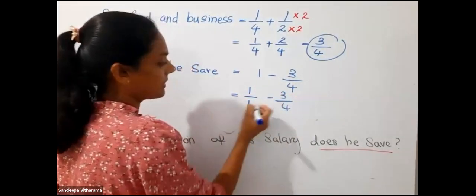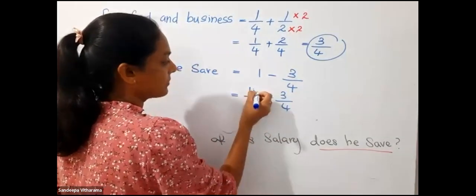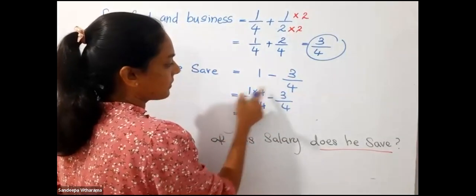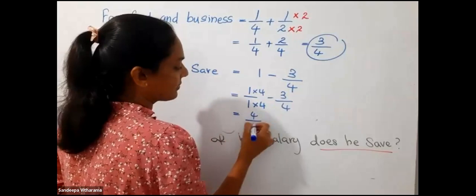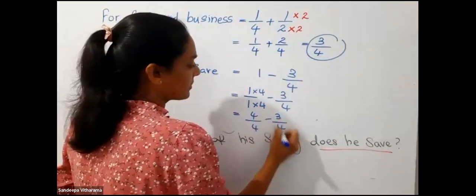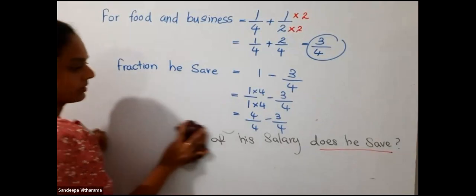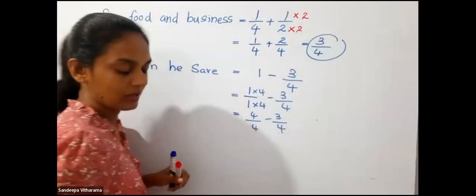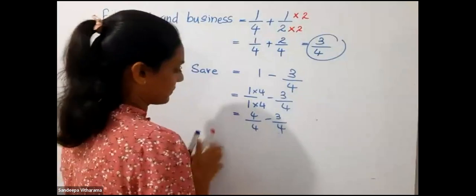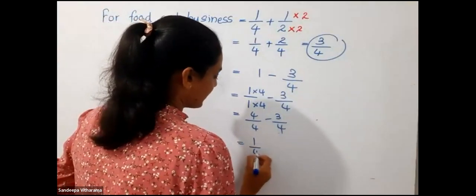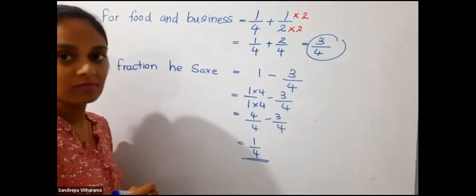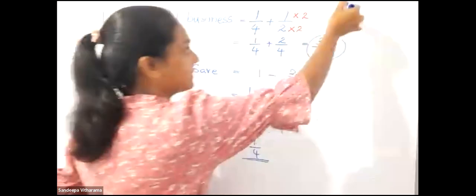Then here the denominator is 1, so convert it into 4. So 1 into 4 is 4. Then 3/4 subtracted from 4/4, the answer is 1/4.